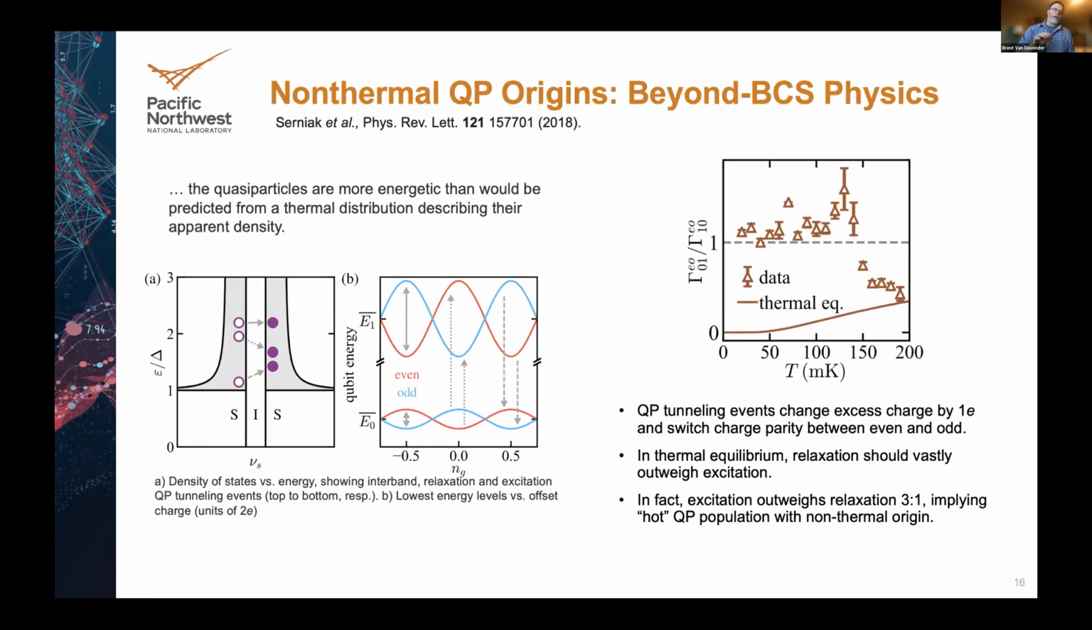So that's kind of a theoretical proof that these can't just be there because of thermal physics. There's also experimental observations that the quasi-particles in real devices are hot. This is work done by Kyle Serniak and others with devices where they're actually able to see individual quasi-particle tunneling events.